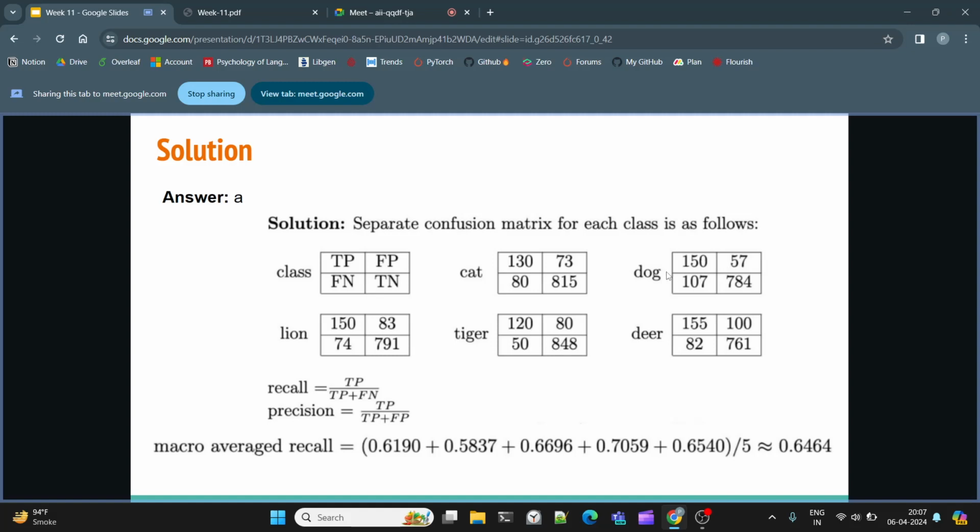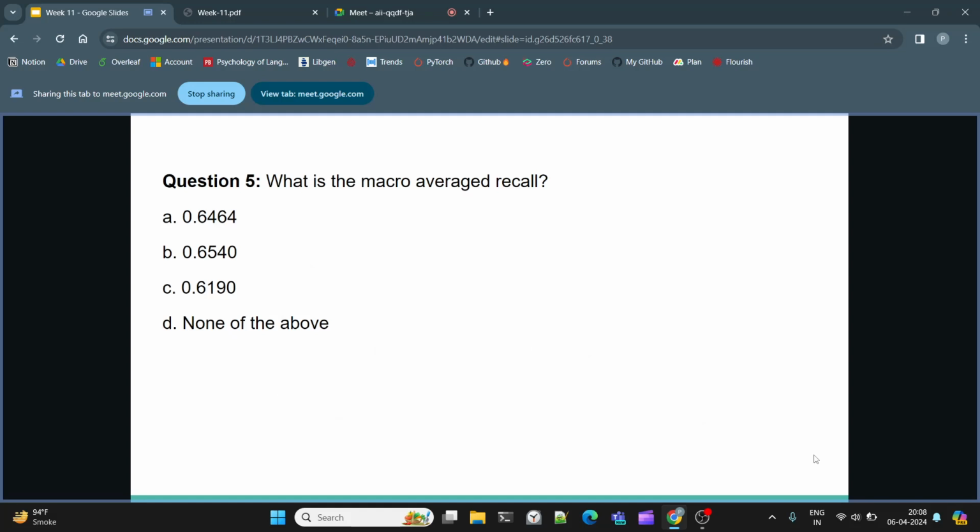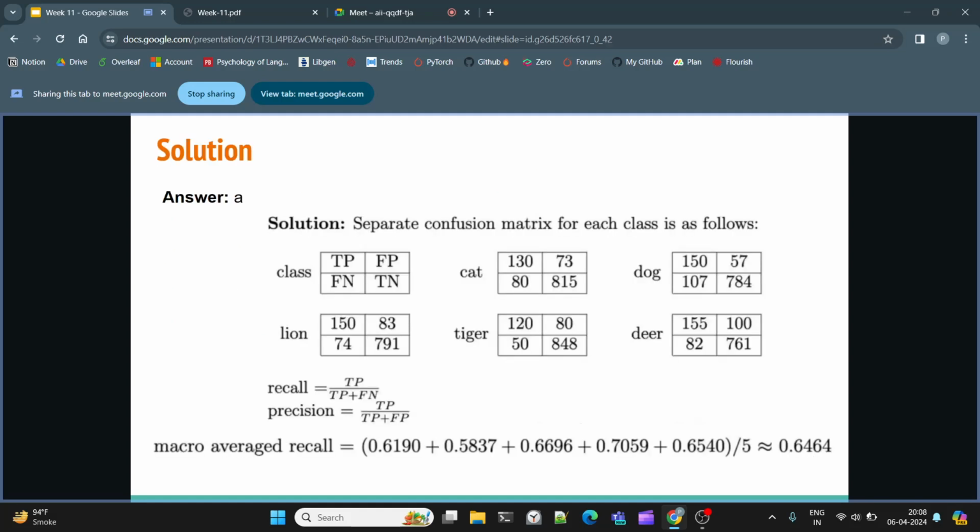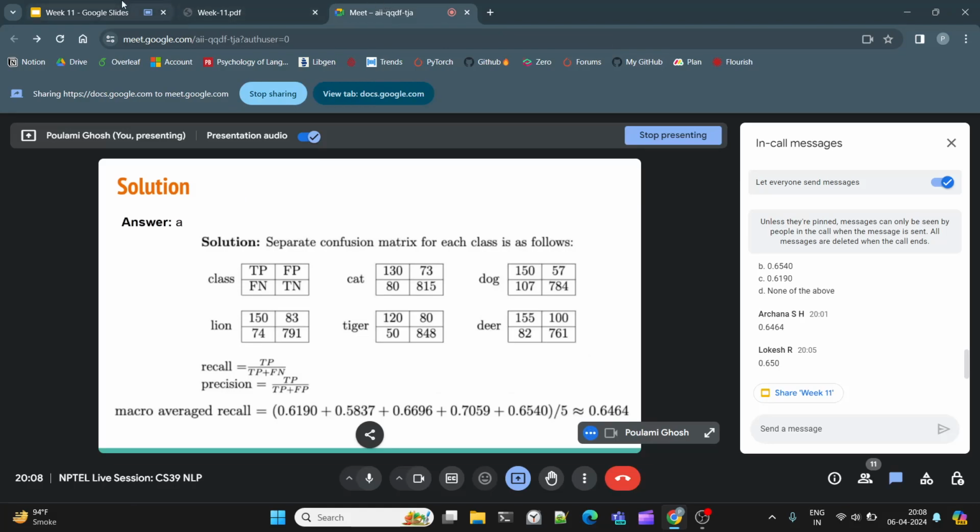Similarly for dog it would be 150 divided by 150 plus 107. That is this column. That would give us this value. Similarly, we compute the recall values for each of the classes. We'll obtain these values. Then since we're performing an average, we divide the sum by 5 and that gives us 0.6464. That is option A. So that's how we solve this problem. Does anybody have any doubt in this question?